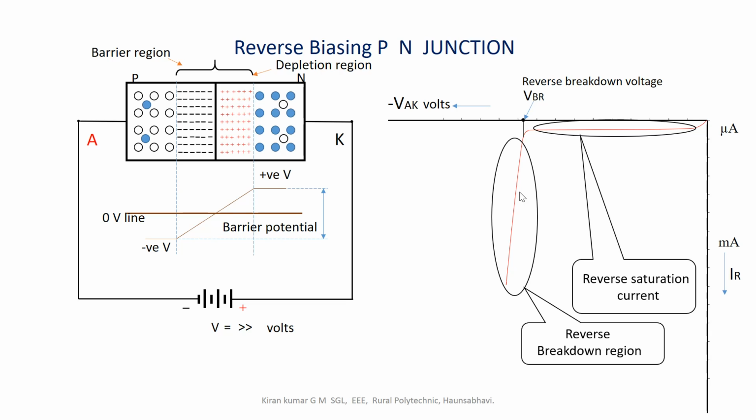To summarize the reverse biasing of this PN junction, whenever the anode of the diode is connected to the negative terminal of the external battery and the cathode is connected to the positive terminal of the external battery, the diode is said to be reverse biased. And under the reverse biased condition, there will be no flow of current through this diode, and the diode is said to be in the off condition. This is how the characteristic of the reverse biased PN junction can be explained.